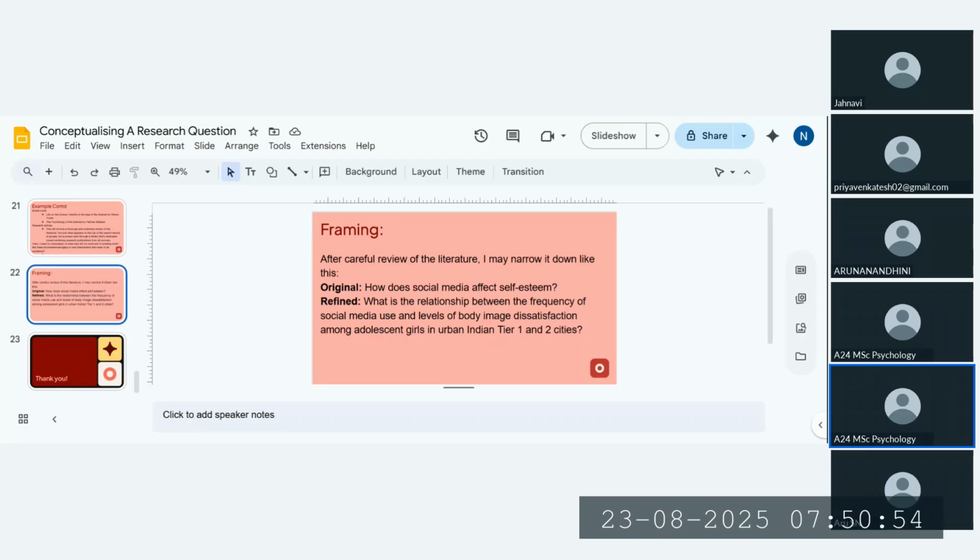So maybe we can study both kinds of cities and look at, okay, what are the cultural differences in the way this impact is happening because of social media use. Again, this is just an initial curious question, right? I just gave it as a random example, just to understand how we narrow down and how we think about and conceptualize something that we want to research. Yeah, that's it. I'm done.